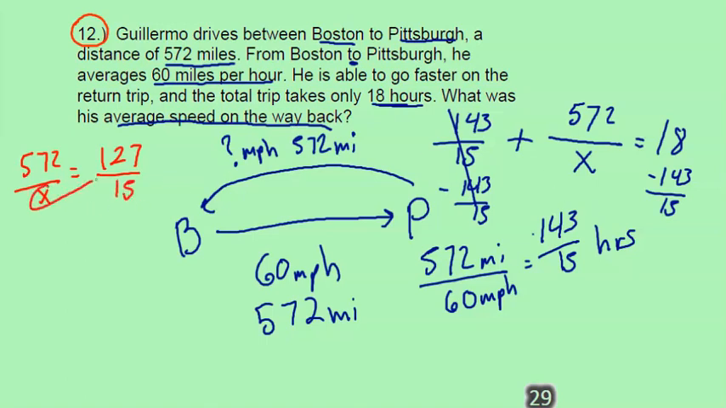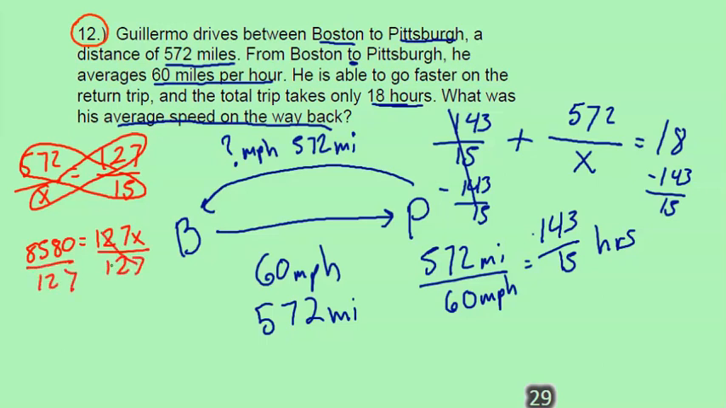Okay, so from there we could cross multiply. So 572 times 15 is 8,580, and then that's going to equal 127 times x. Divide each side by 127. And so x equals 8,580 over 127. If you put that in a calculator as a decimal, it's approximately 68. So it'd be 68 miles per hour.